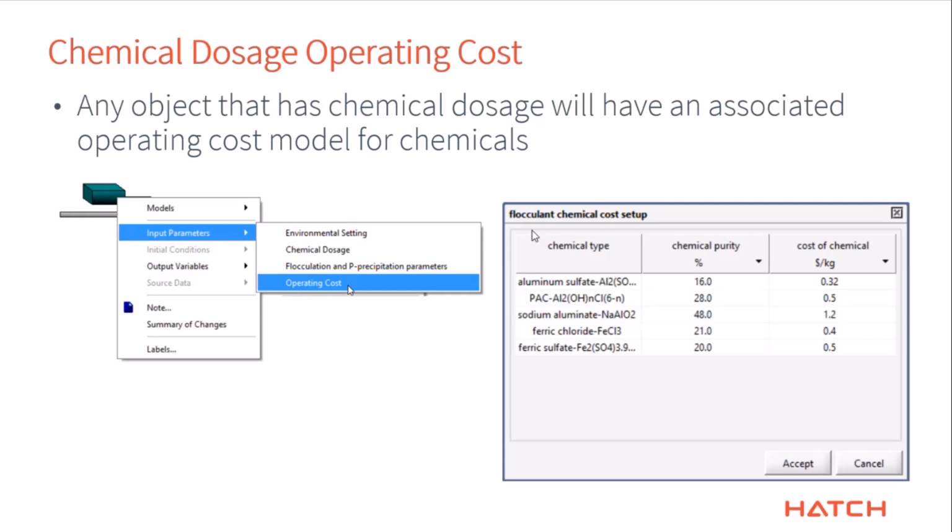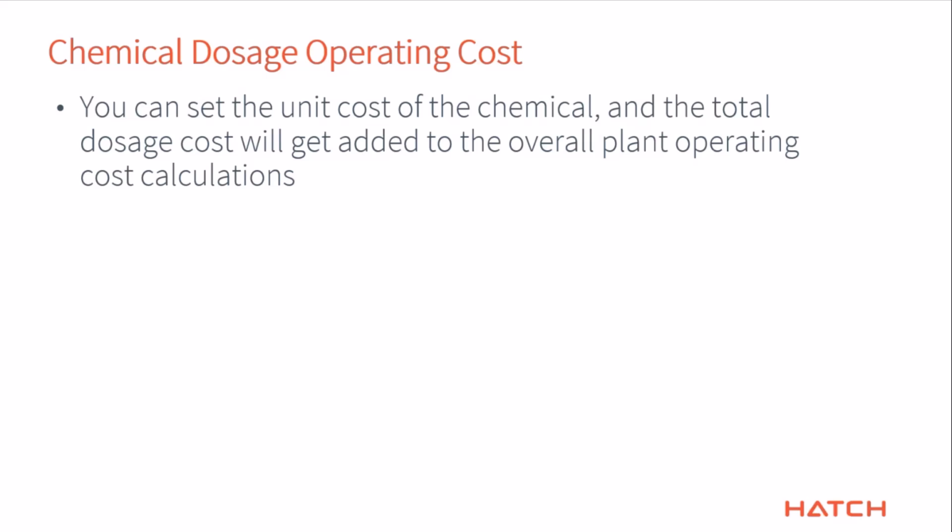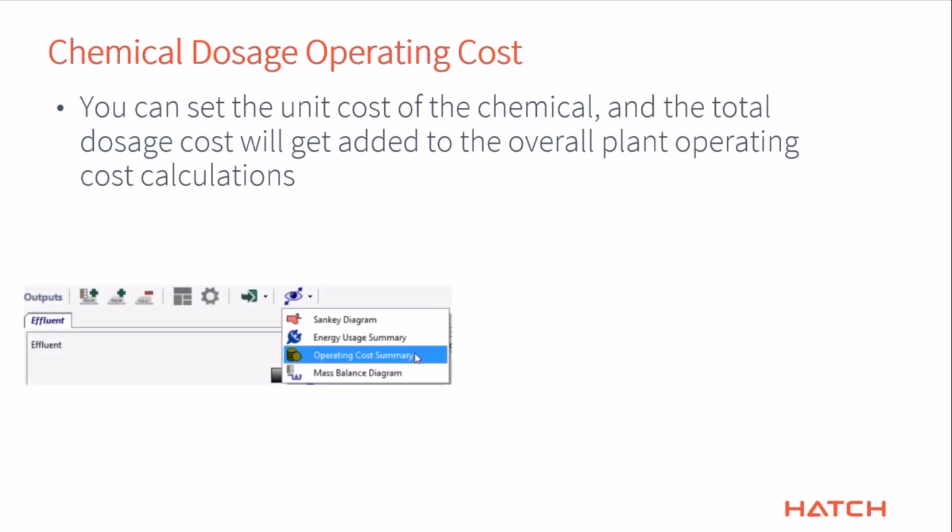Depending on what units you like to work in, you can change this accordingly. So now these numbers are sort of just some rough estimates, and you can change these as needed. So what happens then is we keep track of the total amount, mass or volume, of the chemical that you are dosing, and then we calculate the cost associated with that. We integrate those dollars over time, and that becomes part of the operating cost summary.